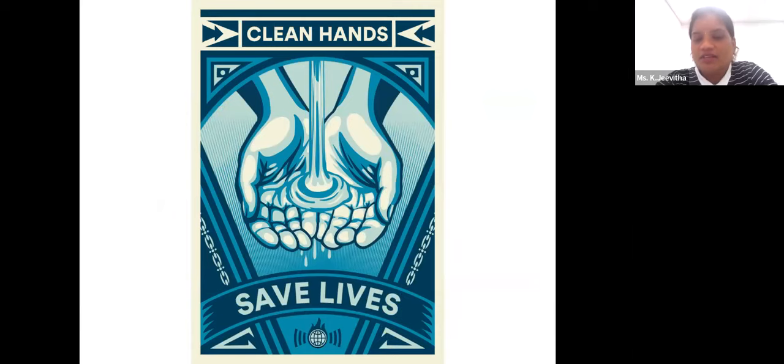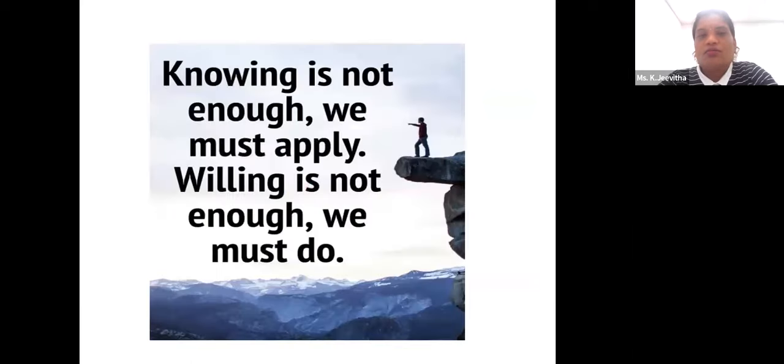Clean hands save lives. One thing I want to tell you: you might already know about these catheters, and I am giving a few extra parameters as extra knowledge, but knowing is not enough. We must apply. Willing is not enough; we must do. As a nurse, whenever you are administering medication, you have to clean the site with an alcohol swab. Whenever you see any swelling or redness, immediately escalate, and always keep the urine bag below the bladder level.